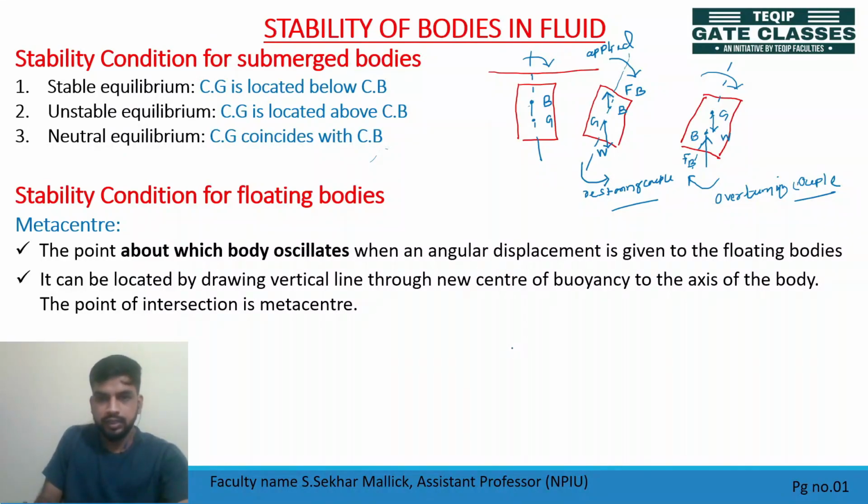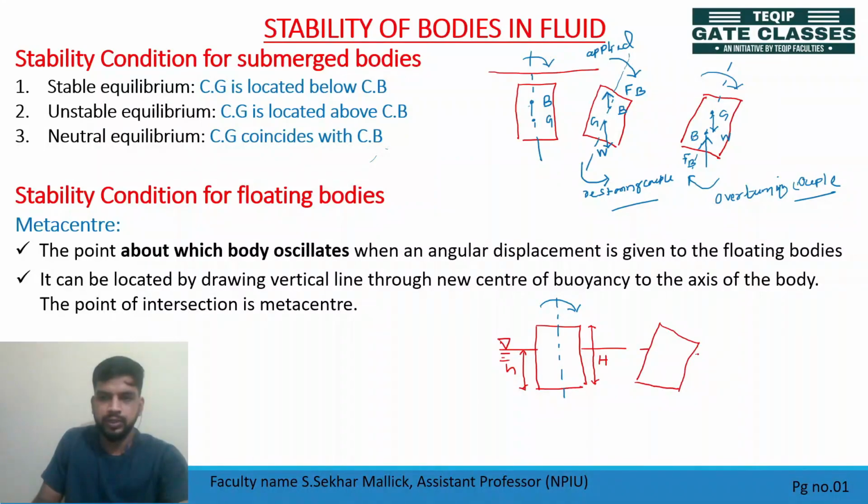Let's understand this from one example. Suppose this is the floating body, which means there is some height of submergence. Suppose the total height of the body is capital H, and small h is the height of submergence in this liquid. This is the axis of the body. Now if a small angular displacement is given to the body, what would be its new position?